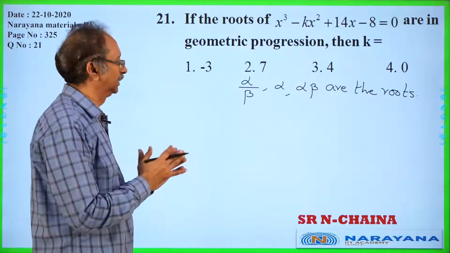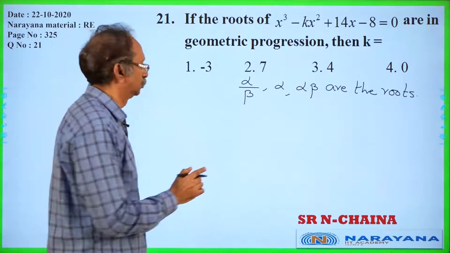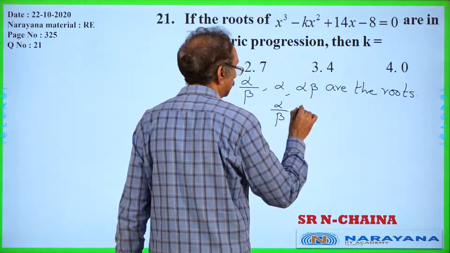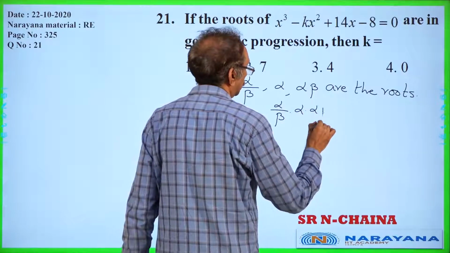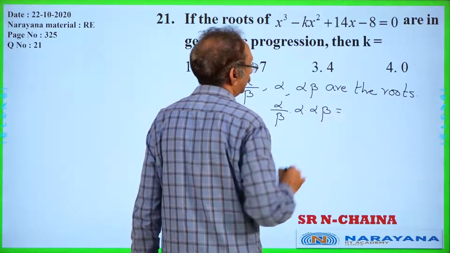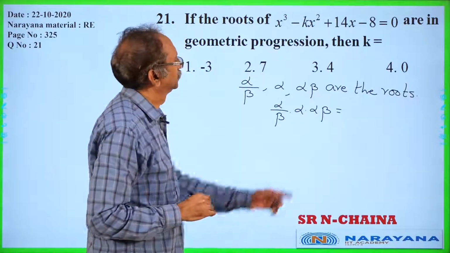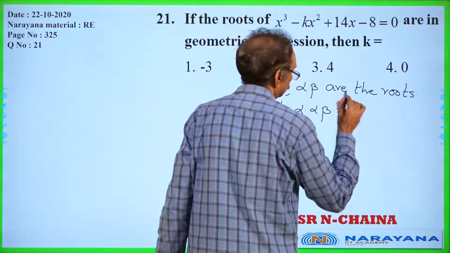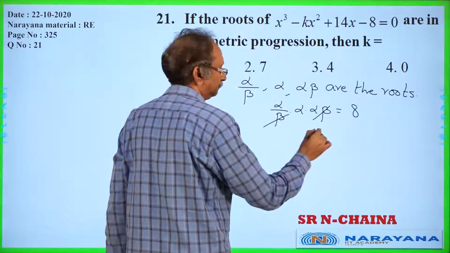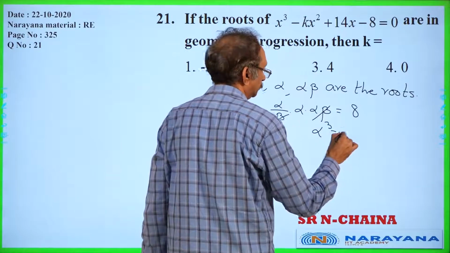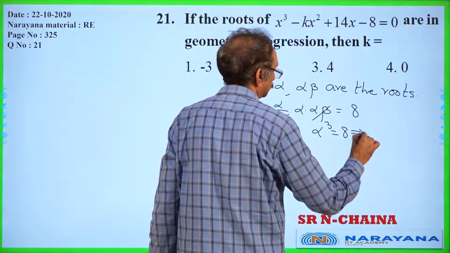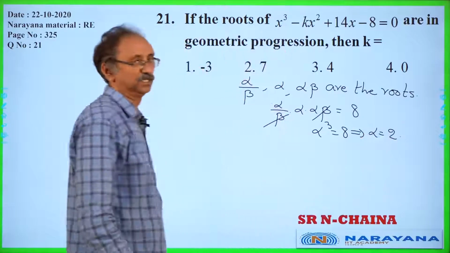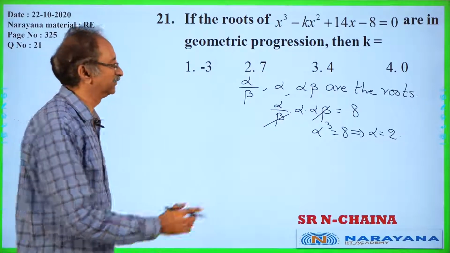Okay, so immediately use the formula for the product of the roots. So what is the product of the roots? Alpha by beta, alpha, beta. And what is the product of the roots formula? Minus of minus 8 by 1, that is 8. Beta is cancelled. So alpha cube is equal to 8. So that is alpha is equal to what? 2. Alpha is 2.